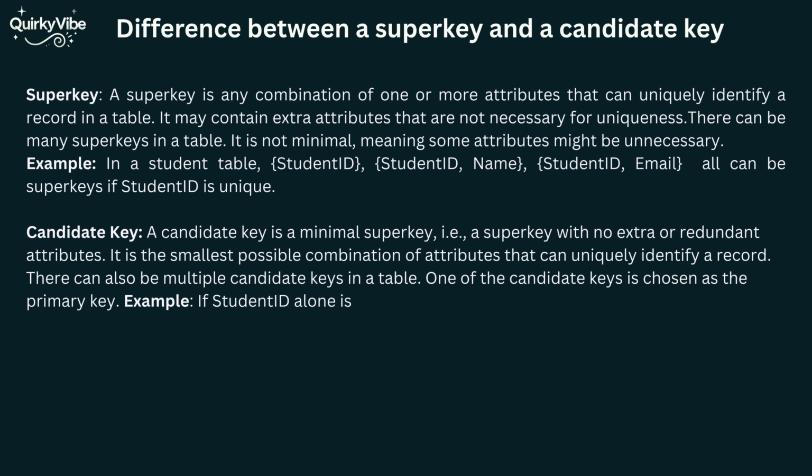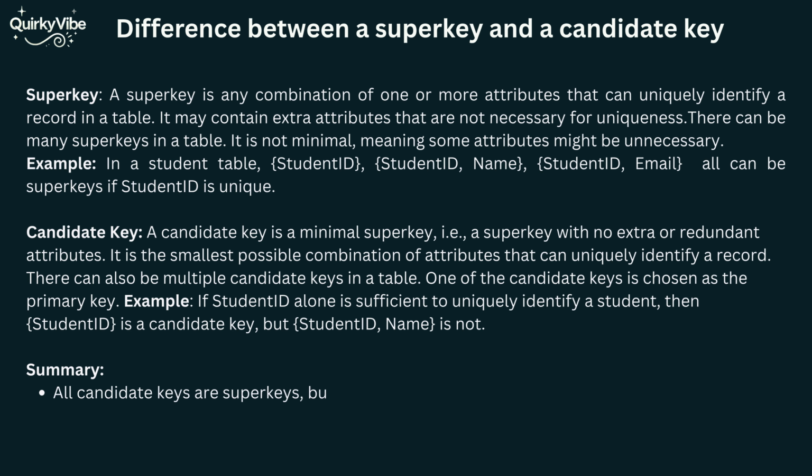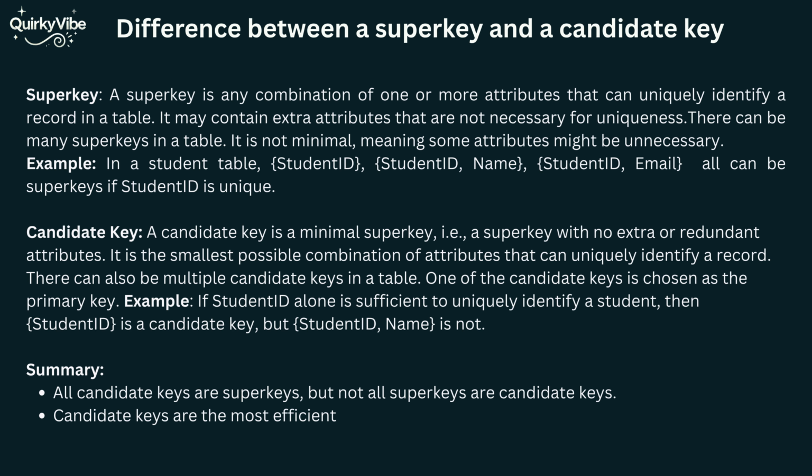Example, if student ID alone is sufficient to uniquely identify a student, then student ID is a candidate key, but student ID and name is not. Summary: all candidate keys are superkeys, but not all superkeys are candidate keys. Candidate keys are the most efficient superkeys for identifying records.